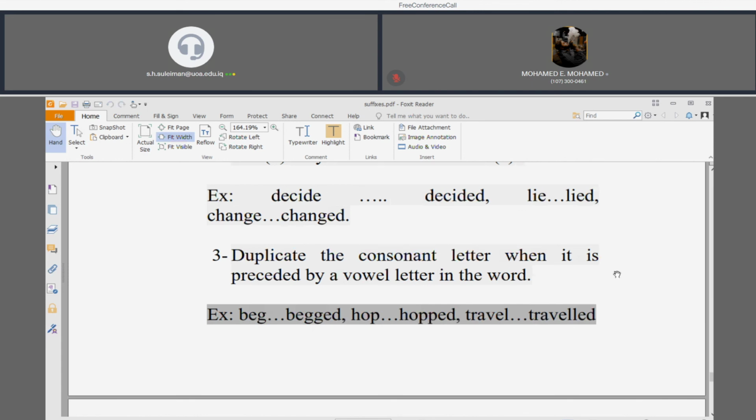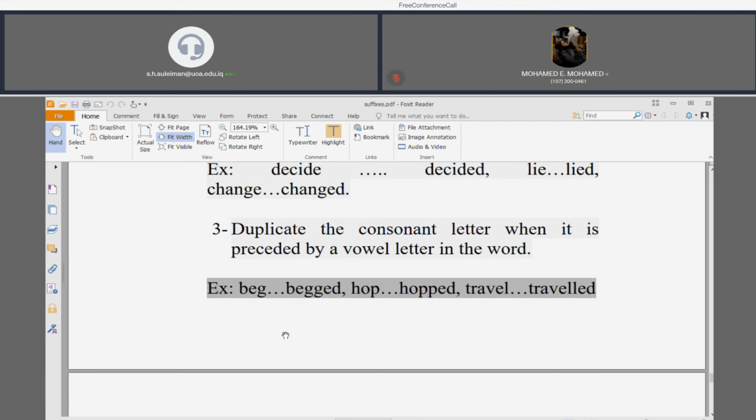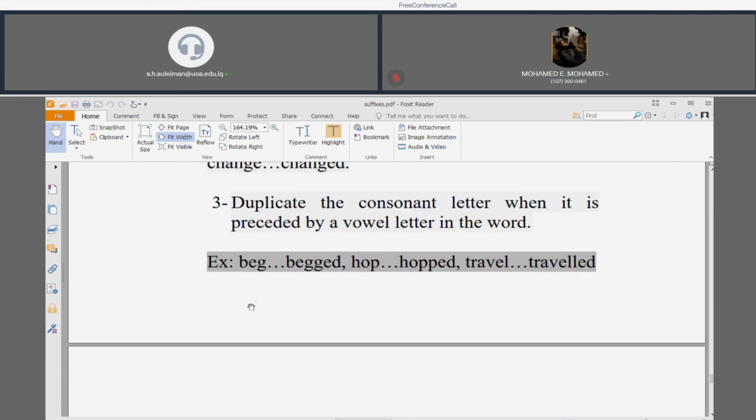Duplicate the consonant letter when it's preceded by a vowel letter in the word. For example, beg. Beg ends with G preceded by E, which is a vowel. Begged. Hop, hopped. Travel, traveled.